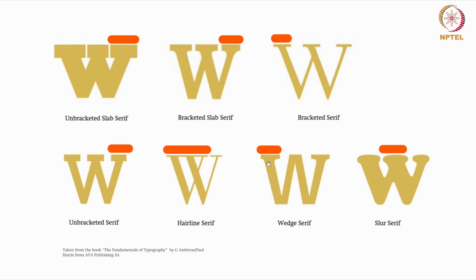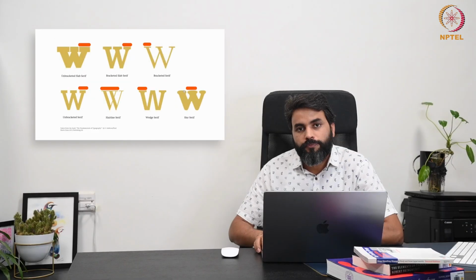Then this is wedge serif, where you see a little curve coming down. So it's like a wedge structure. Then there is a slur serif as well, where you will find a rounded treatment given to the end of the letter. Clear?